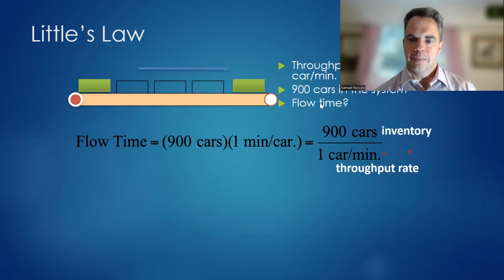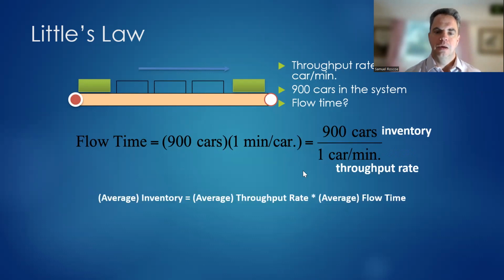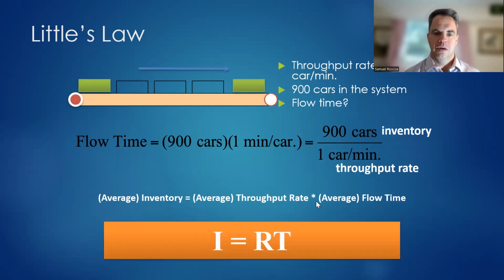So if we take this as an example, you can see here that my throughput rate is I can make 1 car per minute. But that is when they come off the production line. Within the process itself, I have 900 cars that are also being transformed into a finished vehicle. So the flow time basically means that I have 900 cars, it takes me a minute per car to come off, and that basically means that I have these 900 minutes of flow time. Okay, so my inventory here is my throughput rate times my flow time. That's essentially Little's law.